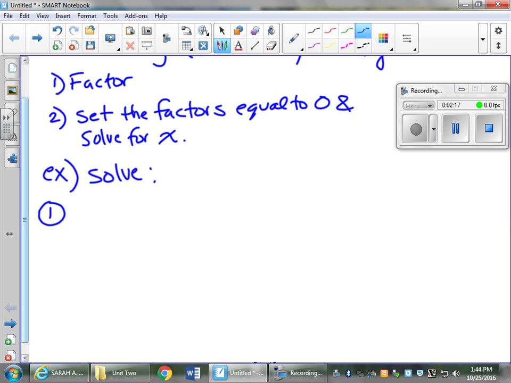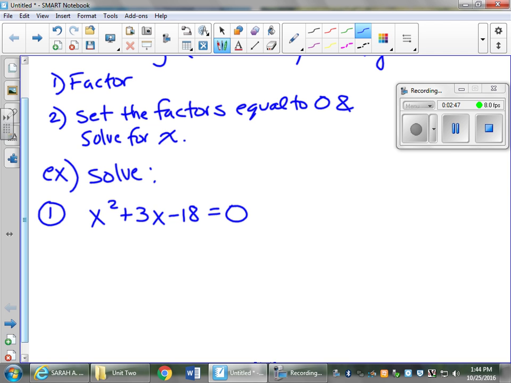So example 1, x squared plus 3x minus 18, already set equal to 0 for us. So when factoring, you do have to have it equal to 0. Everything needs to be moved to one side. And that's different than what you just finished with the square root method. In the square root method, your goal was to get x by itself and move everything away from x. We're not doing that here. We want all the terms to be on one side.